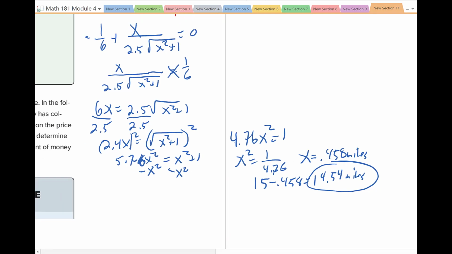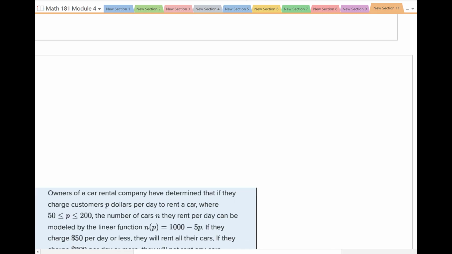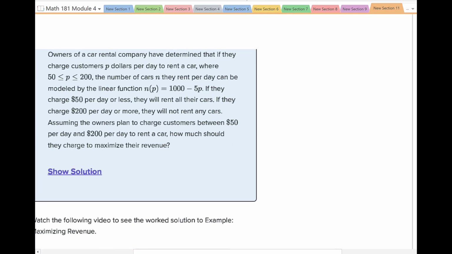Let's keep going. This one has a lot of examples in it. Okay, maximizing revenue. Owners of a car rental company have determined that if they charge customers P dollars per day to rent a car, where P is between 50 and 200, the number of cars they rent can be modeled by the linear function n of P equals 1000 minus 5P. Okay, and then they want to know how much to charge to make the most money.